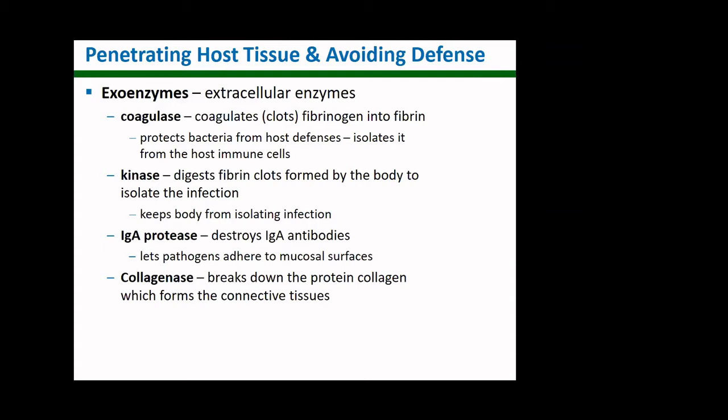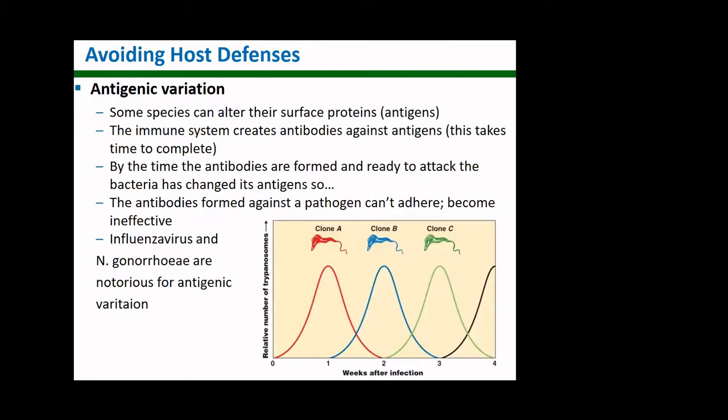IgA protease is another one. So IgA is a kind of antibody found at our mucosal sites. Some pathogens actually secrete enzymes that destroy those antibodies, and that enables the pathogen to better adhere to mucosal surfaces and then cause infection from there. And some bacteria can even make collagenase, which breaks down collagen, right? Collagen forms the connective tissue between our cells. And if you are trying to get through that tissue, breaking down the collagen will make it much easier for you.